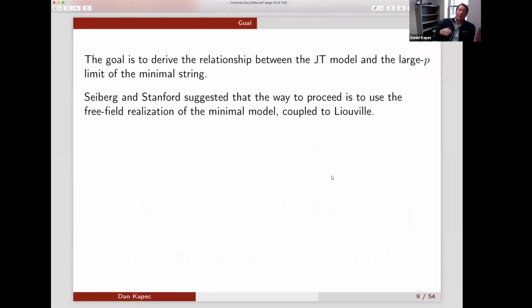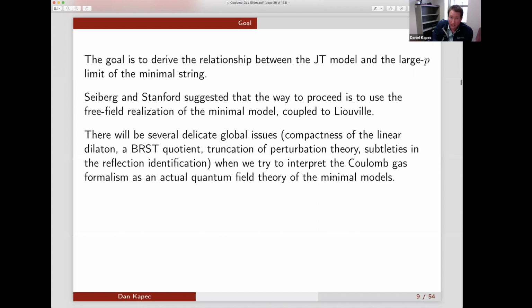Okay, so what we would like to do is to understand how to really derive this relationship between the JT model and this limit of the minimal string. I'm not going to do that in this talk, but we're going to try to make progress in that direction. So Seiberg and Stanford suggested that the way to proceed would be to use this free field realization of the minimal model coupled to Liouville. And then there are some formal field redefinitions and limits that you can take within the Lagrangian, which seem to sort of land you on this JT description of the limit.